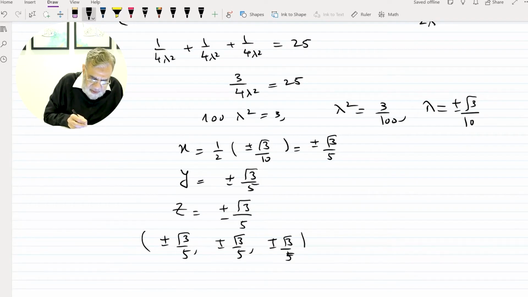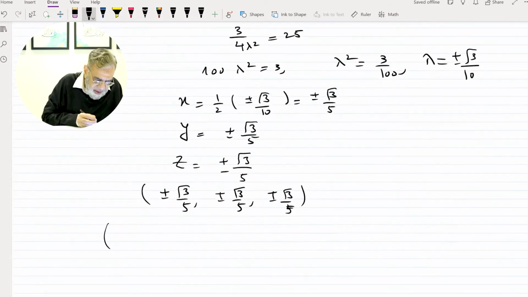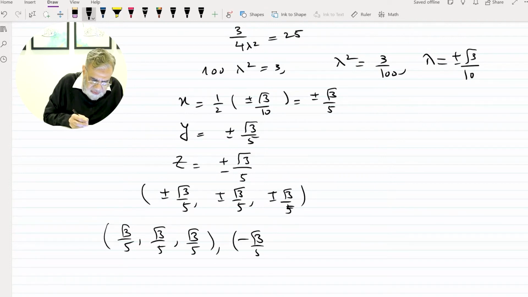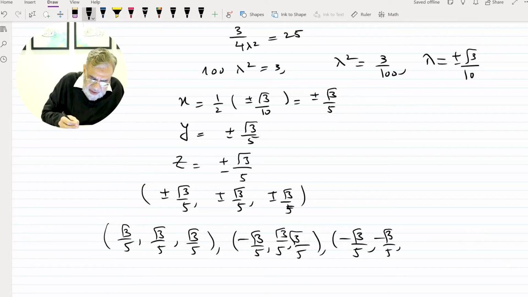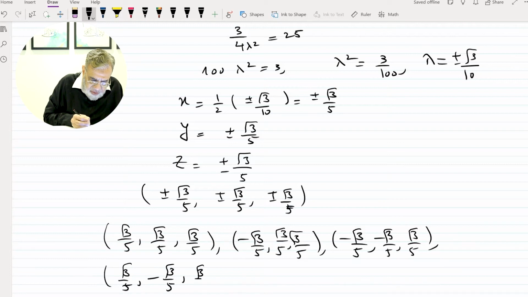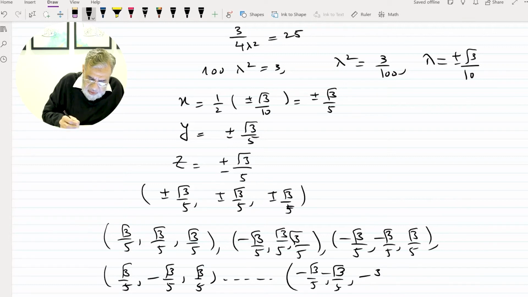If I expand them and write them out, I get many points. First, root of 3 over 5, root of 3 over 5, root of 3 over 5. Then with one negative, both others positive: minus root of 3 over 5, minus root of 3 over 5, and root of 3 over 5. Then 2 negative, we get root of 3 over 5, minus root of 3 over 5, and root of 3 over 5. Then my second one is negative, I get root of 3 over 5, minus root of 3 over 5, and root of 3 over 5, and so on. I go on like this, and I can write all negative: minus root of 3 over 5, minus root of 3 over 5, minus root of 3 over 5.